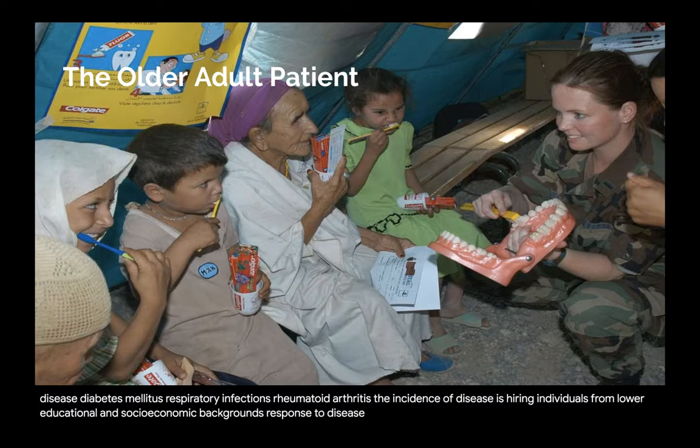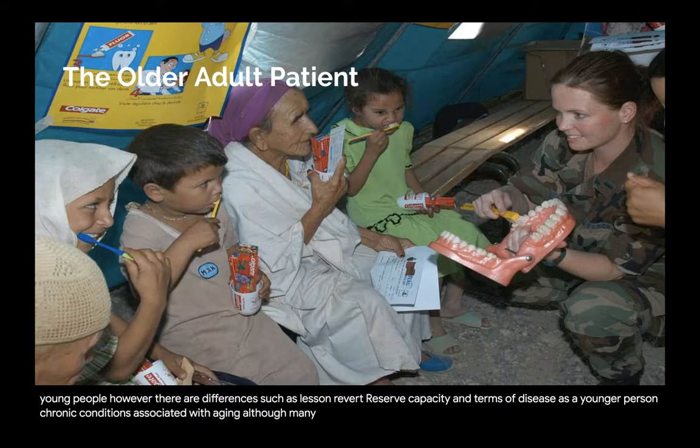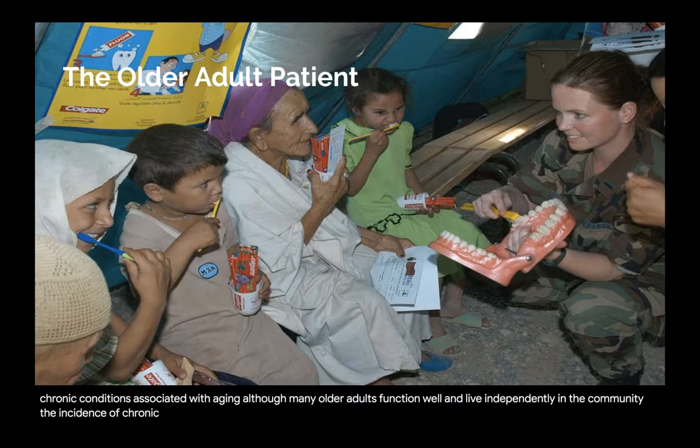Response to disease. The diseases that affect the older adult age group also occur in young people. However, there are differences, such as lessened reserve capacity. An older adult may not show the classic symptoms of disease as a younger person would. Chronic conditions associated with aging: although many older adults function well and live independently in the community, the incidence of chronic disease increases with advancing age. Individuals may have more than one chronic illness.